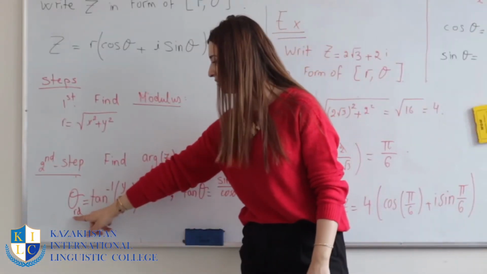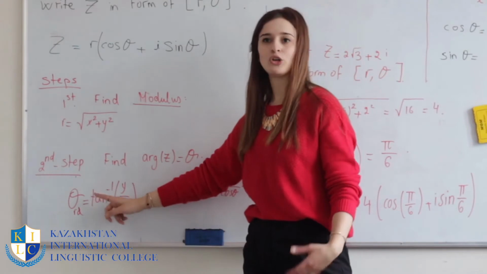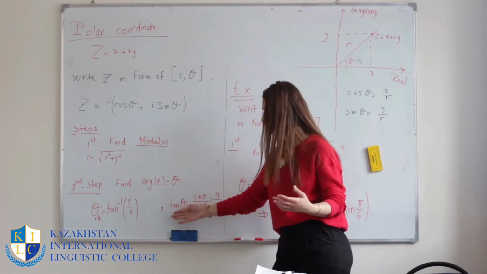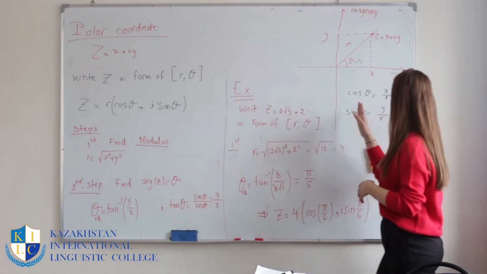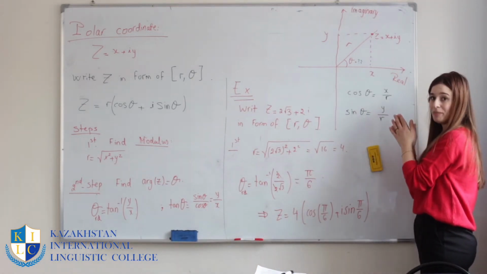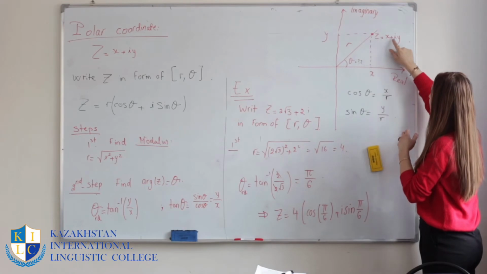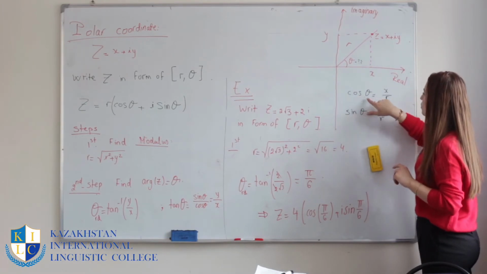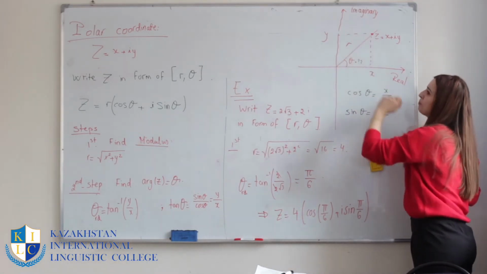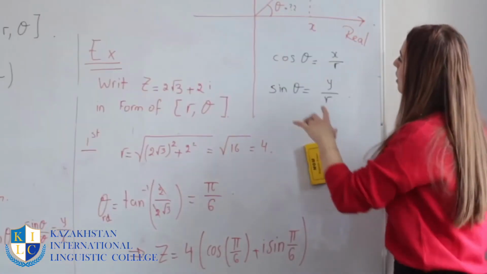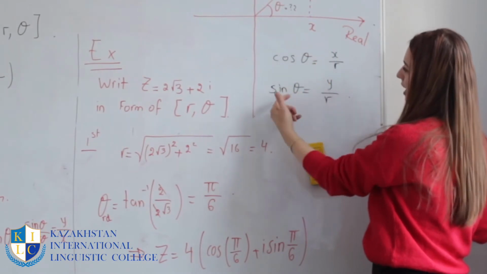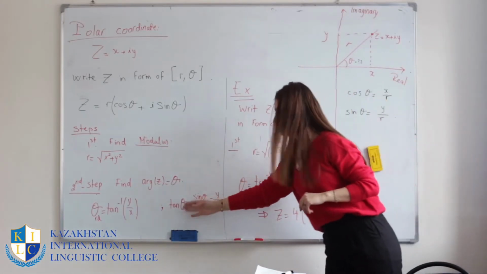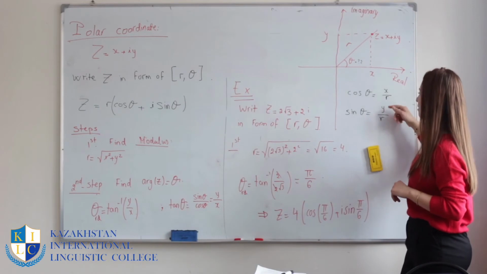So theta is going to be equal to tan inverse of y over x. Why y over x? Because what is the rule of tangent? Tangent theta is equal to sine over cosine. Let's look here. This is the diagram of a complex number. This is the line, this is x plus iy, this is x, and this is y. This is the angle between the x-axis and r. So cosine theta is equal to x over r, and sine theta is equal to y over r. If you want to find tangent, sine over cosine, it is going to be y over x.